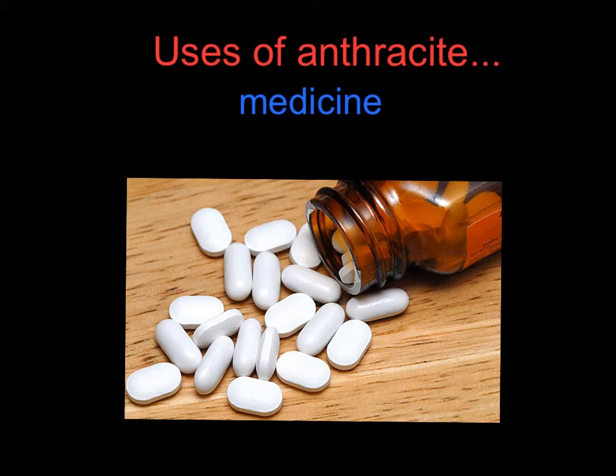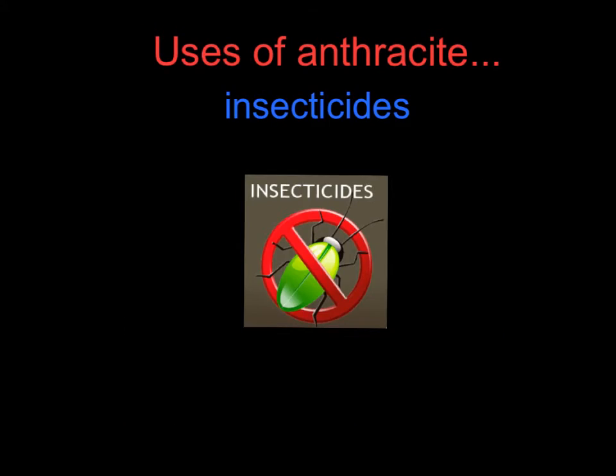A pretty interesting use of anthracite is in the making of medicine. And I think this is pretty cool, but pretty weird at the same time. Another use of anthracite is in the making of insecticides. And if you don't know what insecticides are, in terms, they're kind of like a weed killer for bugs. So you spray it on the plants, and instead of killing the plants, it will protect the plants from any bugs that would eat them, so the crops stay healthy.